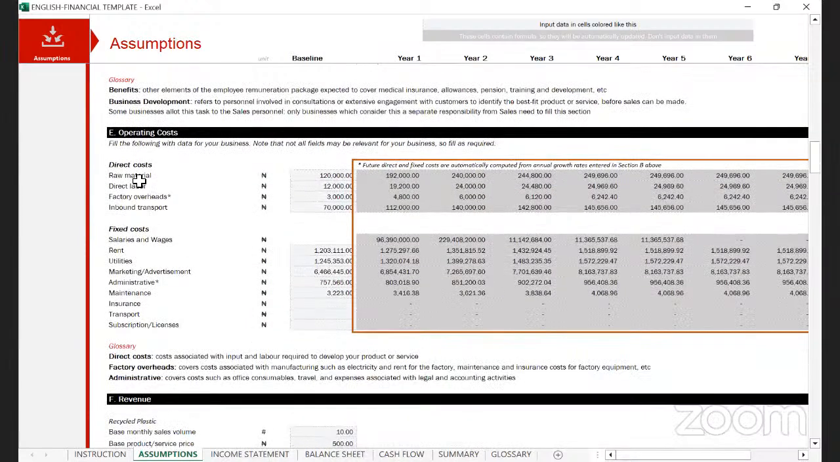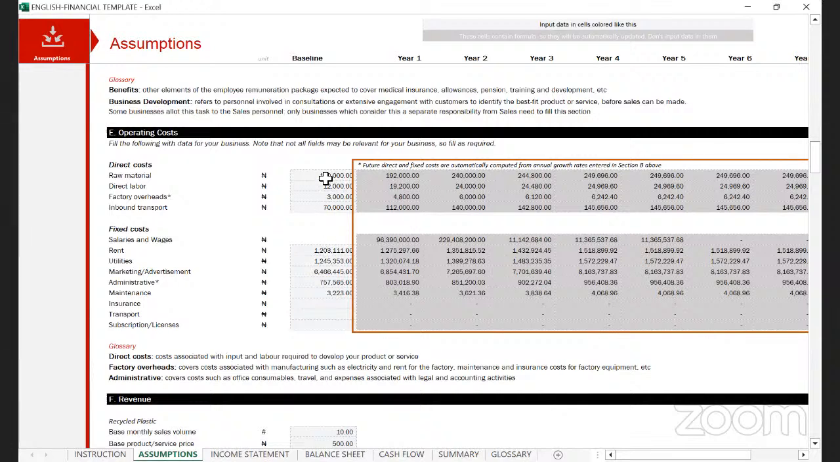Then section 5 is operating costs. In this section, you then fill the data for your business. Your operating costs are split into direct costs and fixed costs. Under direct costs, your raw material, your direct labor, factory overheads, and inbound support, you fill in all the sections here.